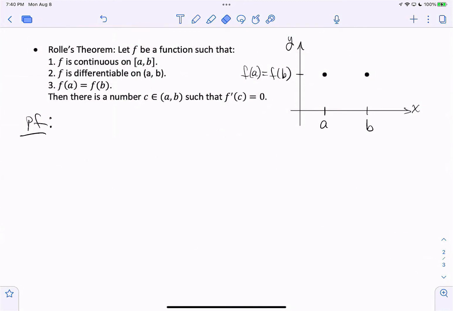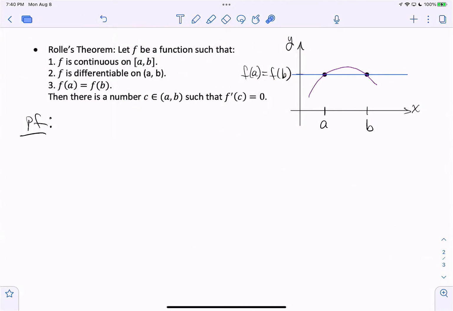To get into the proof of Rolle's theorem, I think it would be good to look at a picture. So here we've got 2 points. We're going to consider a function that has equal function values at 2 inputs, a and b. And there are basically 3 possibilities. Number 1, the function is a constant function that is horizontal through a and b.